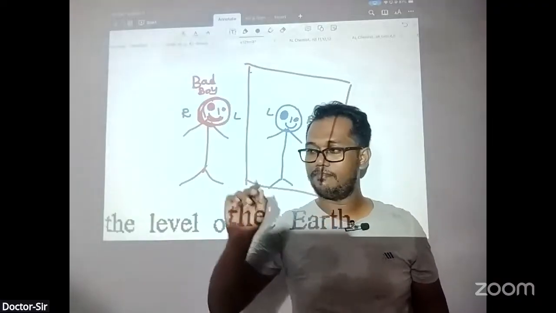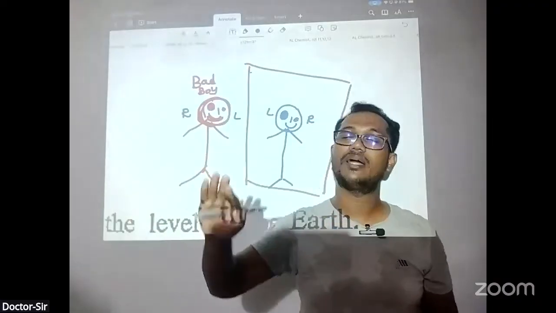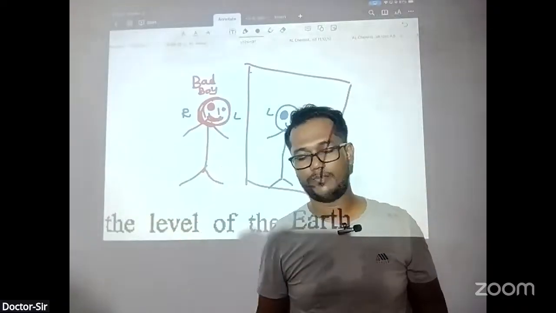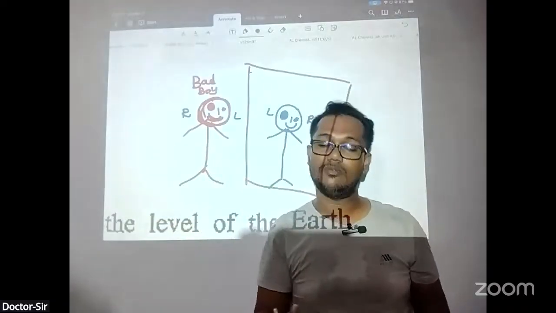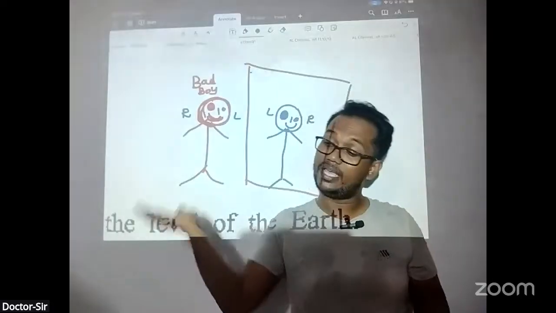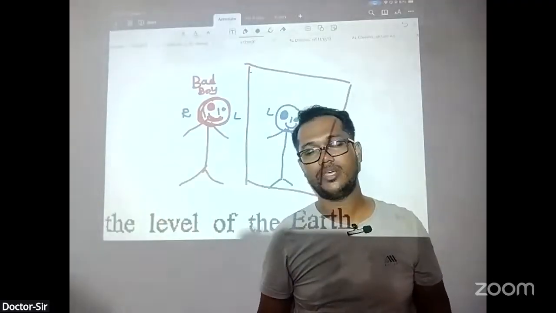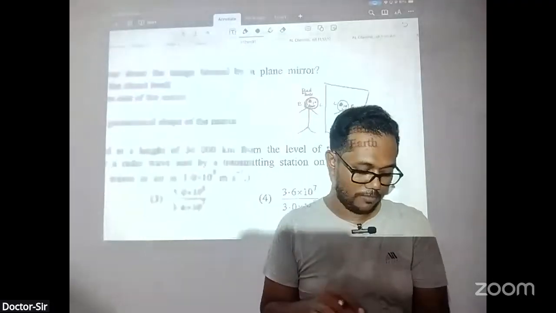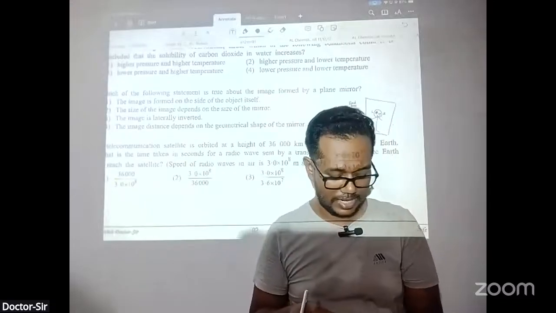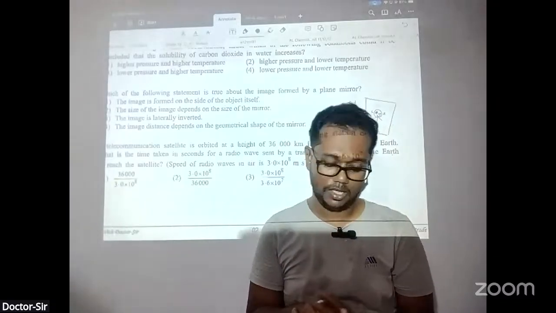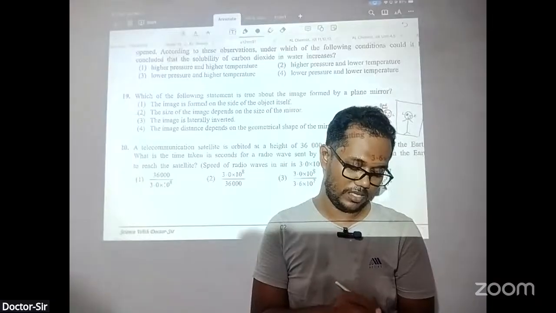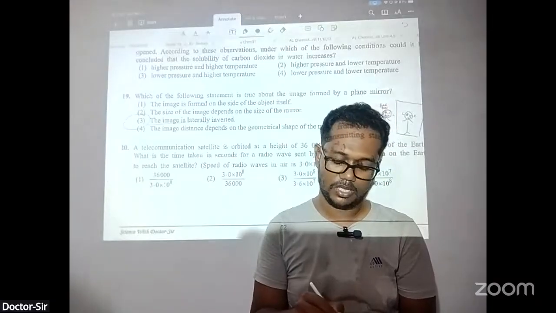Otherwise, if it were not inverted, it would appear inverted in the mirror. So there is a problem. It is printed inverted, and when it is inverted again in the mirror, it comes to the real position. Okay, right. So the image is laterally inverted. That is the main theory of the plane mirror.